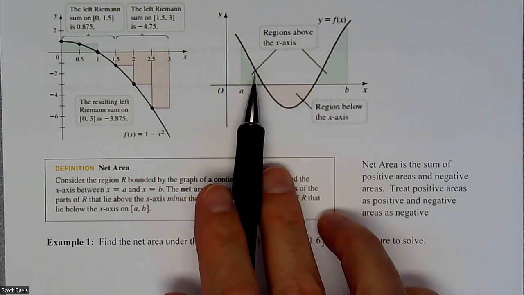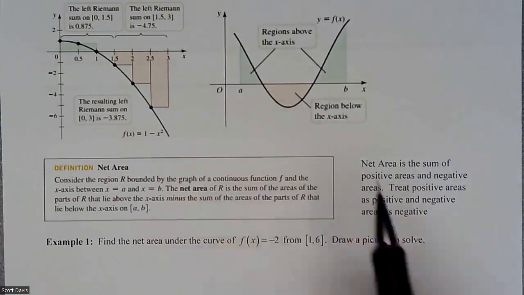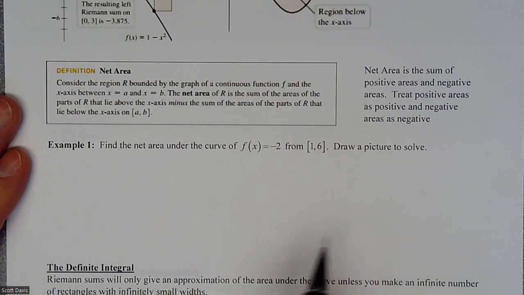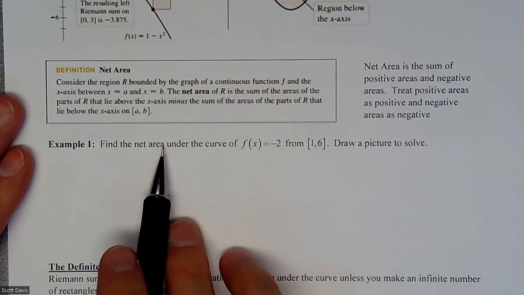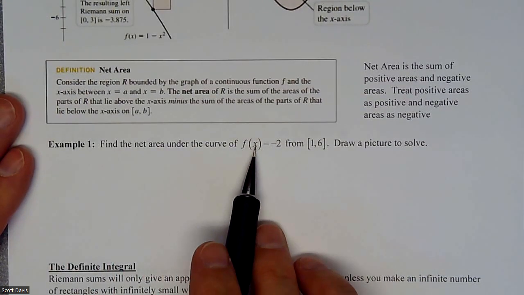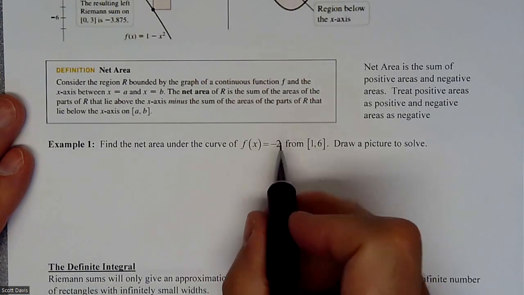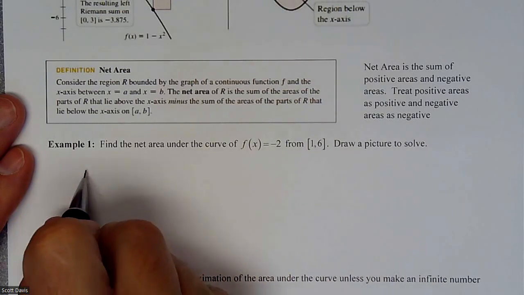If you have more positives, then you have a positive net area. If you have more negatives, then you're going to have a negative net area. So just a real quick example: we're going to find the area under the curve of f of x equals -2 from 1 to 6. So we don't have an equation, I mean, we have an equation, but we're just going to draw a visual for this.